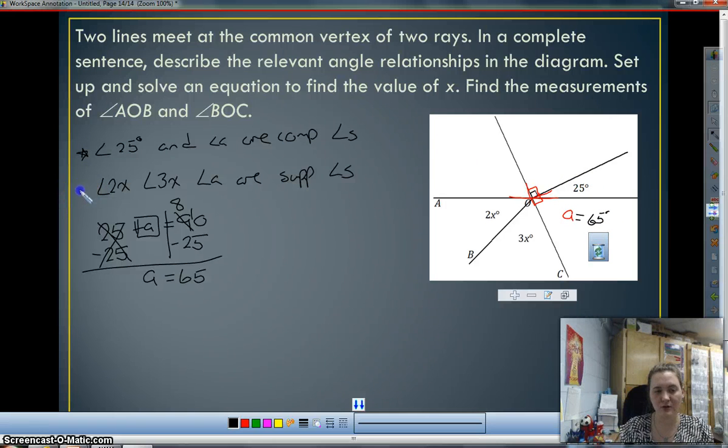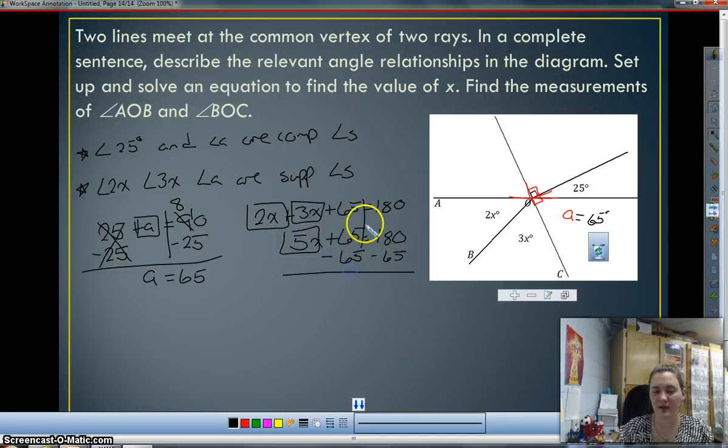Now we can use the supplementary: 2x and 3x, and our angle A of 65 degrees equals 180 degrees. Now we have two x's, we can push those together. 2x plus 3x equals 5x, plus 65 is equal to 180. We want to keep our x, so we get rid of the 65 on both sides. 5x, inverse cancels out, borrow, subtract, 115. 5x equals 115.